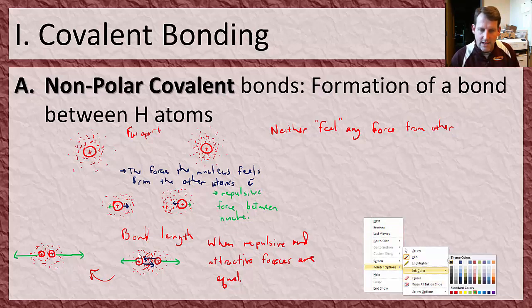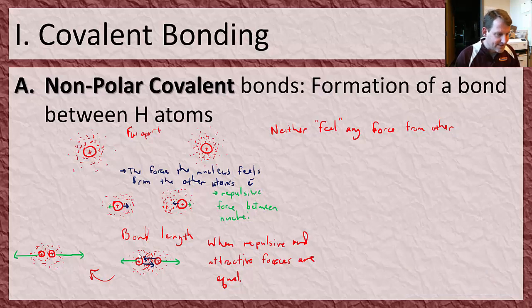I'm going to switch over to black here. So this distance here, when these forces are balanced, we call the bond length. The bond is never actually that length. It's an average around that. So they're vibrating around that length, bigger and smaller constantly. So let's label these pictures. Let's label that one A, this one B, this one C, this one D.